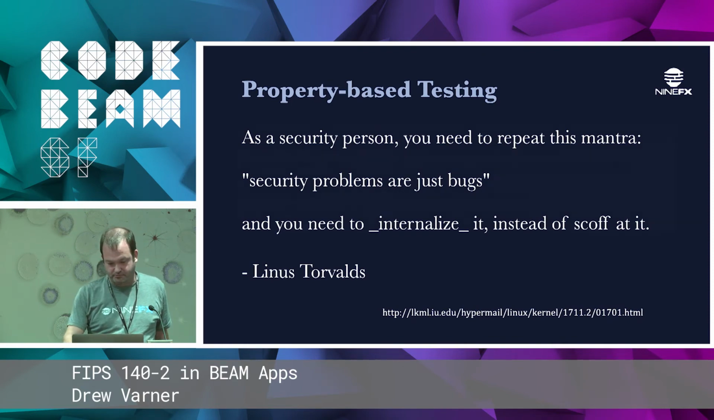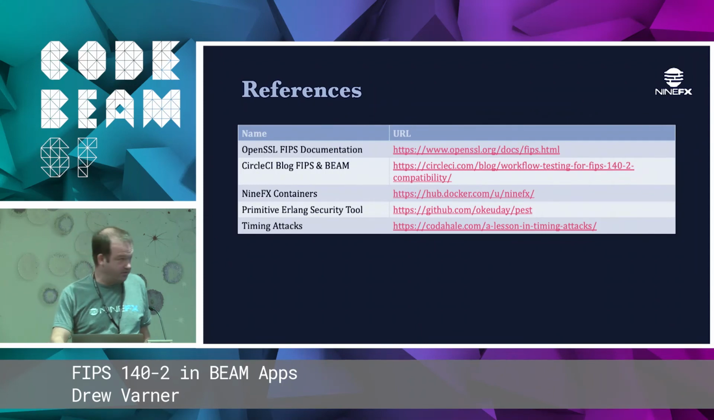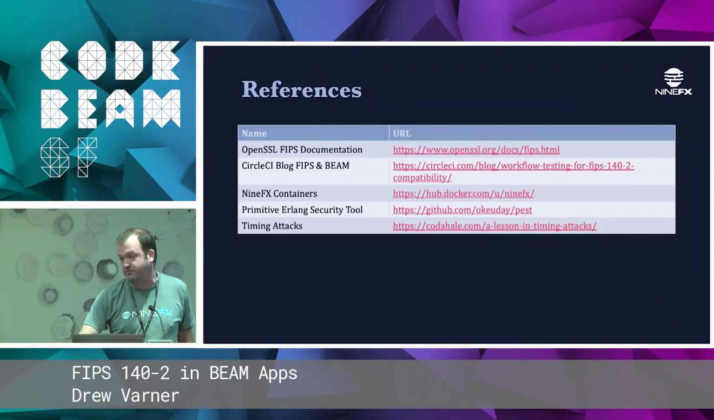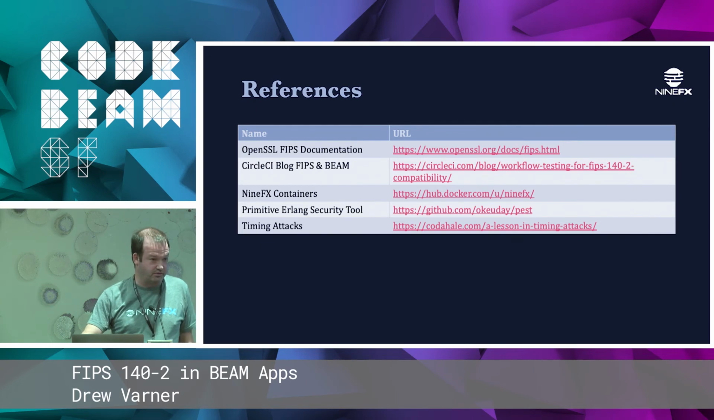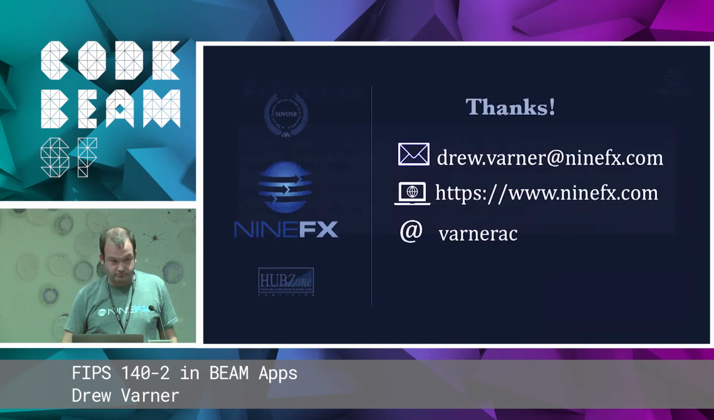I have some references up on the slide, everything from how we do FIPS 140-2 in CI/CD, the documentation for OpenSSL, and our containers, which show you how to build everything in FIPS mode, including Elixir containers as well. And thank you.